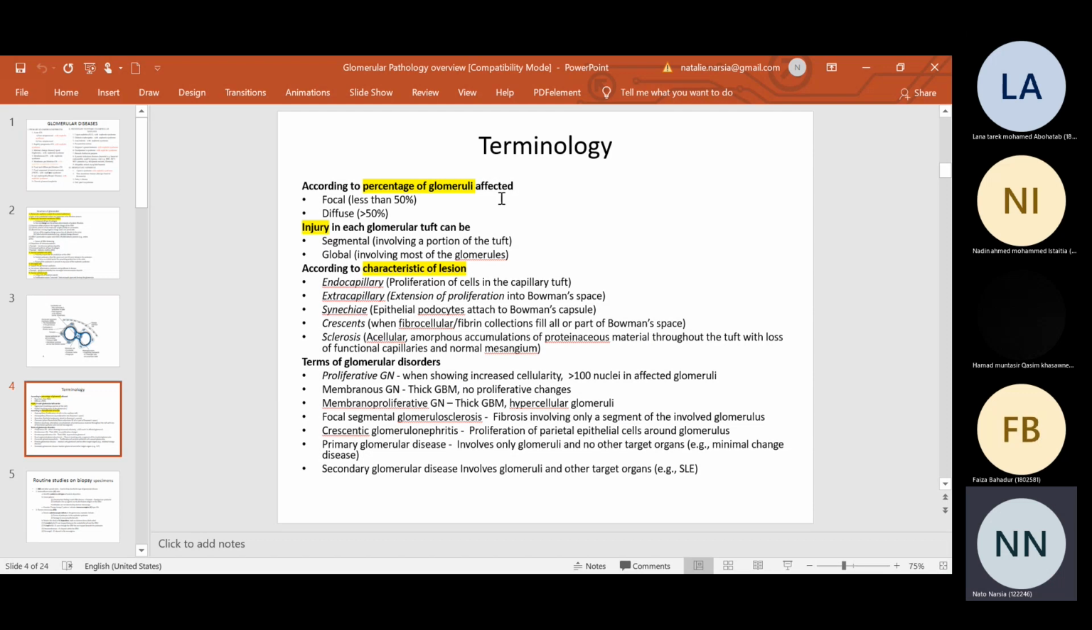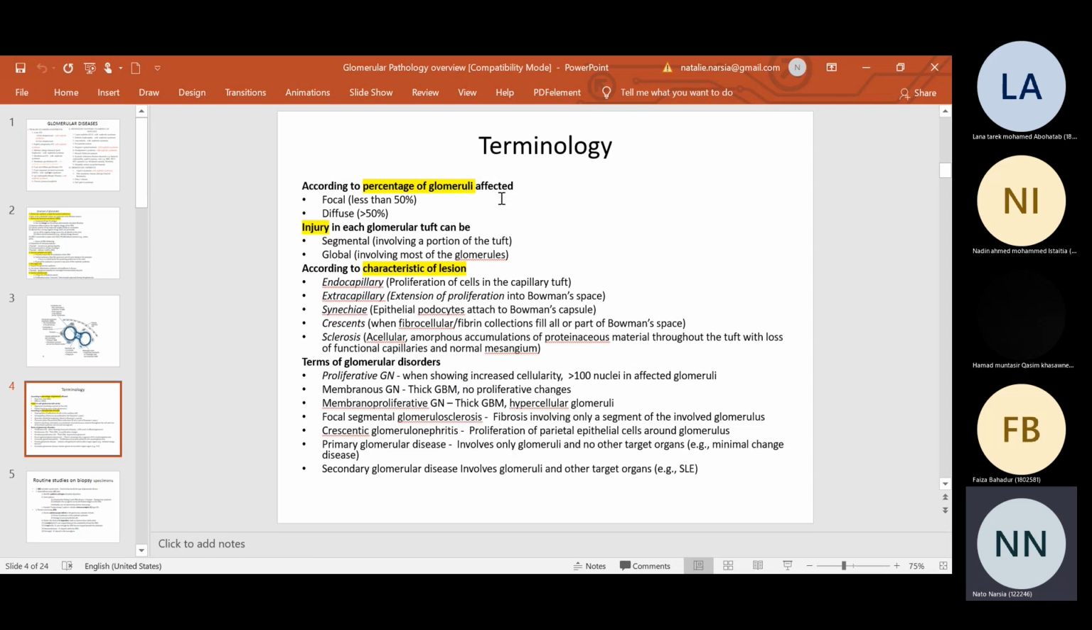When you look at the kidney tissue under the microscope and look at this glomeruli, if you see that less than 50% of glomeruli are damaged, that is focal disease. And if you have more than 50%, you can say that lesion is diffuse, okay? Massive lesion you have there, so it is diffuse. So in disease, for example, focal segmental glomerulosclerosis means only 50% or less than 50% are affected.